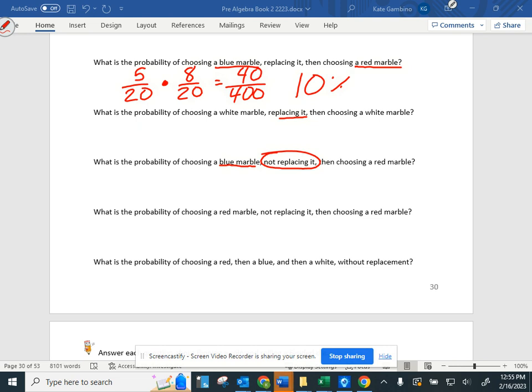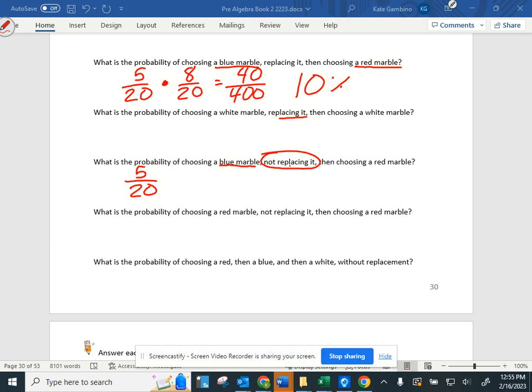Takes 1 out of the bag. So what's the probability? 5 out of 20. But now I don't replace that blue, so what's my probability for choosing a red marble? What if you drew a red? It's 8 out of 19.